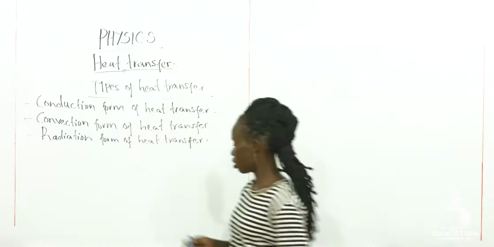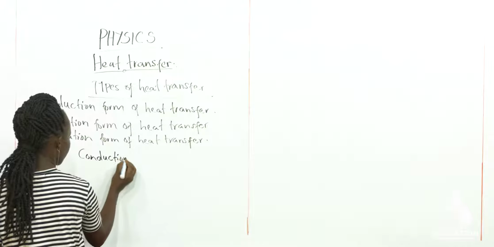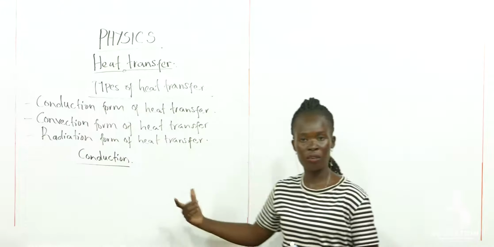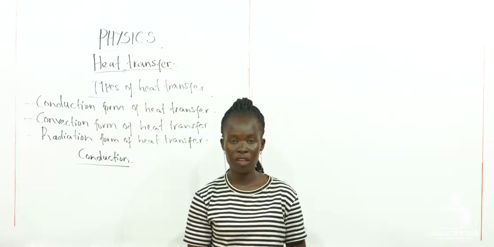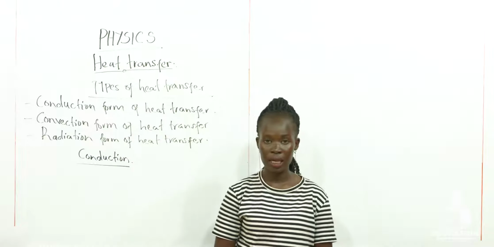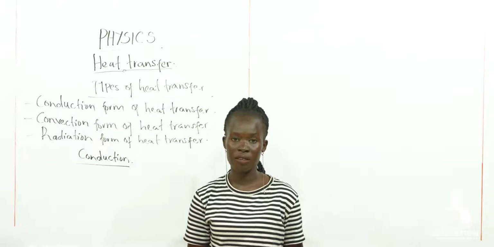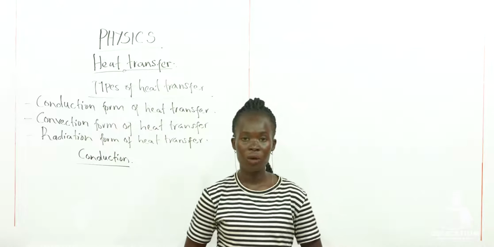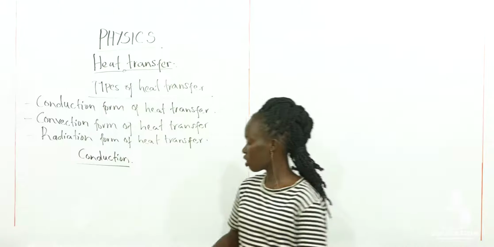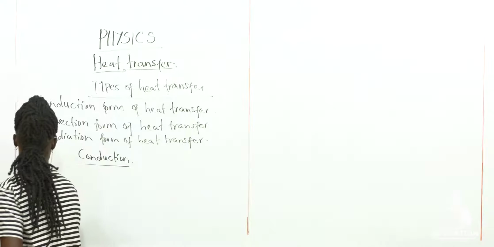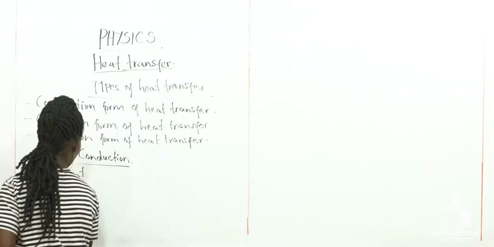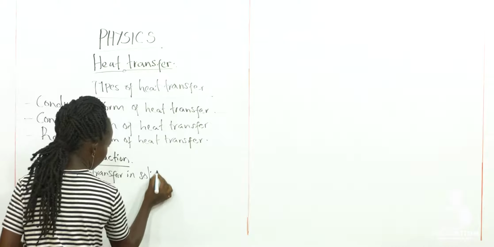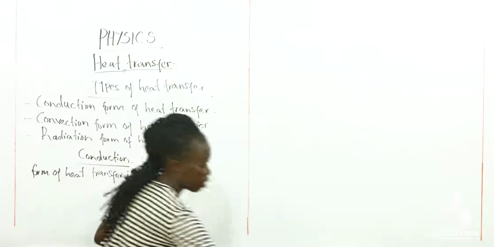So if we have our conduction, where do you find the conduction form of heat transfer? If you look at conduction, it is a form of heat transfer that is actually between solid substances. What are those solid substances? We can talk of a metal rod. We can talk of wood. Those are all solid in nature. So it is a form of heat transfer in solids, or solid substances.